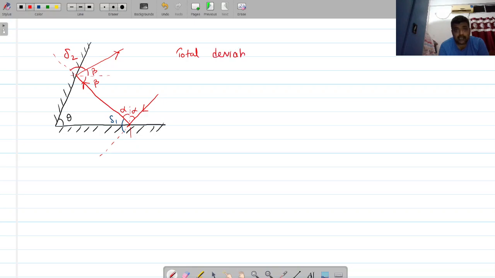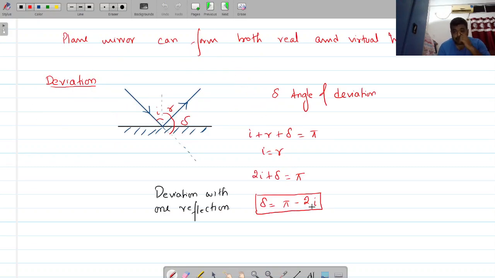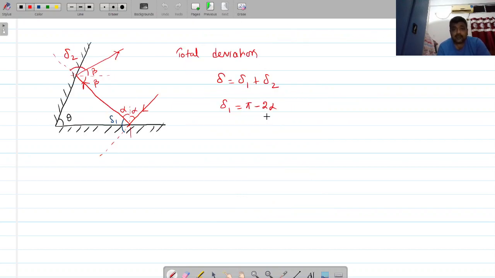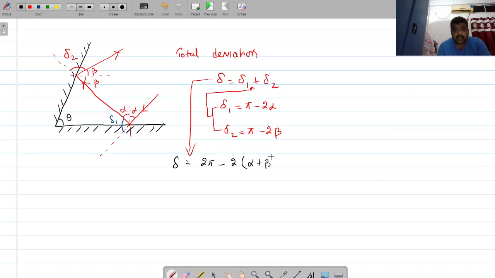So the total deviation delta is equal to delta 1 plus delta 2. And what is delta 1? Delta 1 is equal to pi minus 2 alpha. Just now we have seen delta is equal to pi minus 2 times the angle of incidence, isn't it? So delta 1 is equal to pi minus 2 alpha, and delta 2 is equal to pi minus 2 beta. If you substitute these two values over here, we get delta is equal to 2 pi minus 2 times (alpha plus beta). I have added these two.